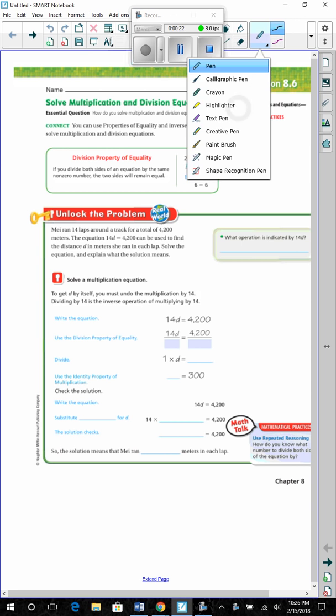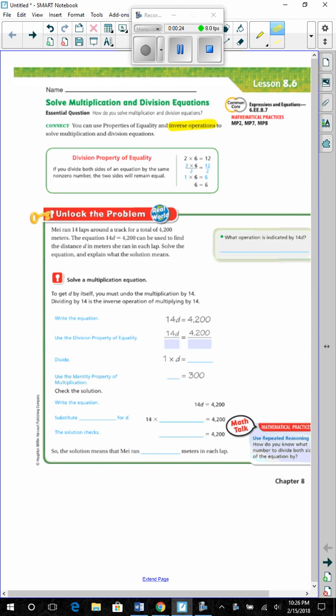This is going to be an important term for you to know. Inverse operations to solve multiplication and division equations. So division property of equality. If you divide both sides of an equation by the same non-zero number, the two sides will remain equal. So basically any number other than 0 you're dividing the numbers by. If you divide both sides by the same number, the sides will still remain equal.